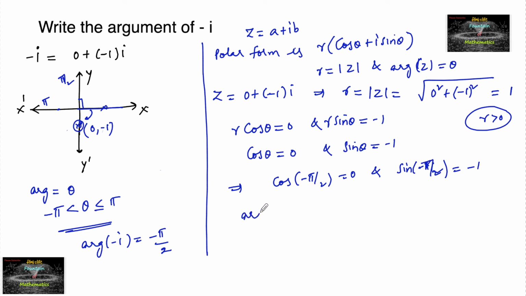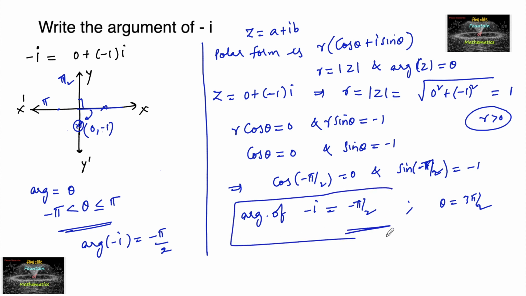So we can consider the argument of minus i to be minus pi by 2. Even though we could also consider theta equal to 3 pi by 2, and for 3 pi by 2 we also get the same values, since the argument lies between minus pi to plus pi, we will consider the answer as minus pi by 2. Okay, right, thank you.